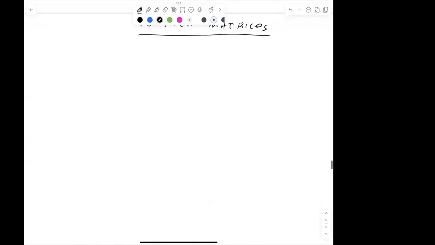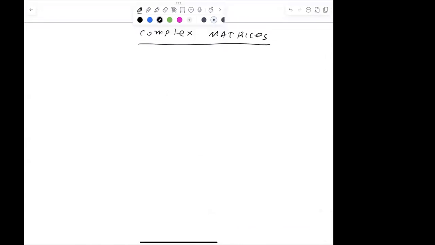So let's talk a little bit about complex matrices. In the same way that we have a conjugate on a number, we also have a conjugate on a matrix. So let's say we have a matrix A equals, I don't know, 1, i, 2 minus i, and 3. Okay? Let's say this is my matrix.